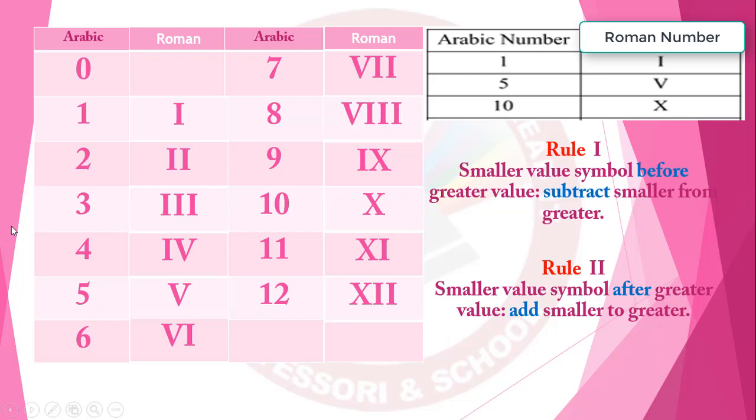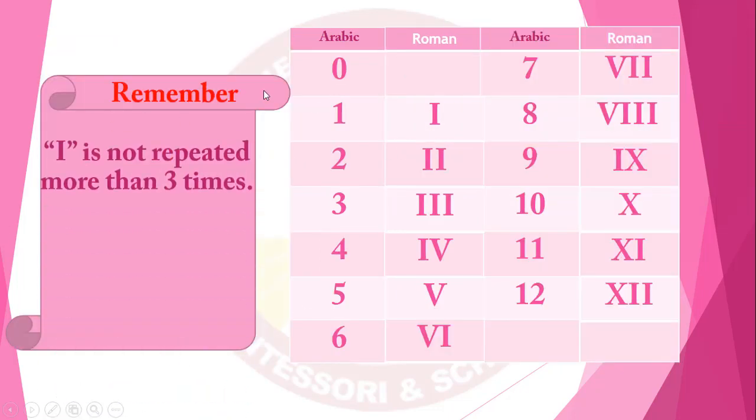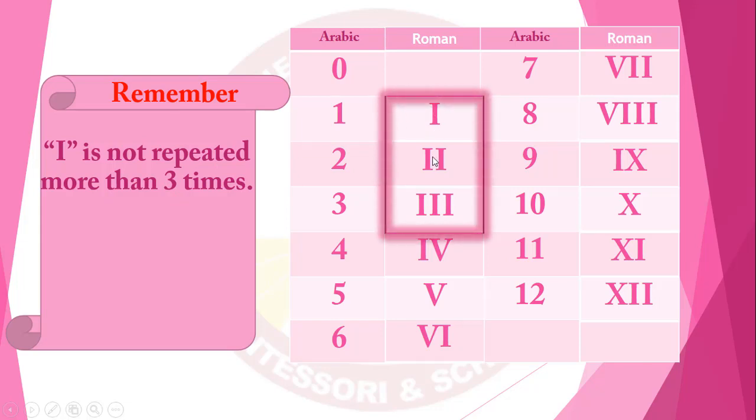Okay. So one more thing to keep in mind is that I is not repeated more than 3 times. See here, for 1, 2, 3, I is repeated. So we are not going to repeat it more. We cannot write 4 I's together. That's why we have to use another symbol.